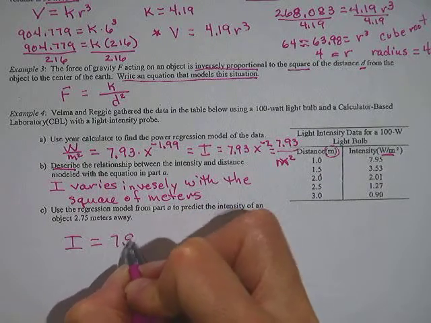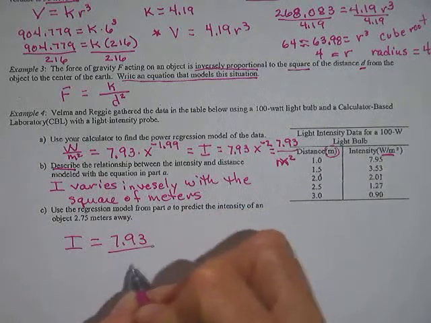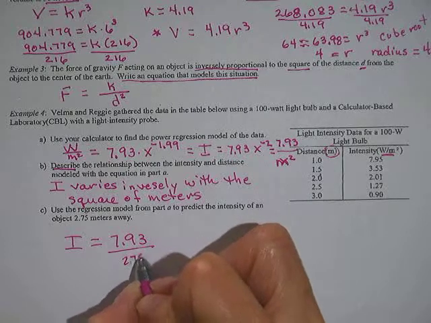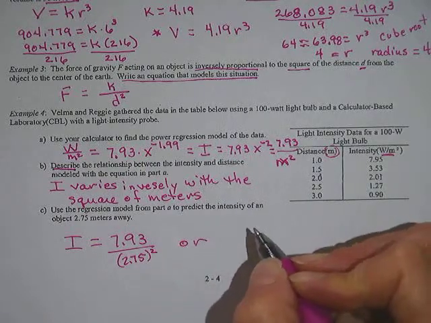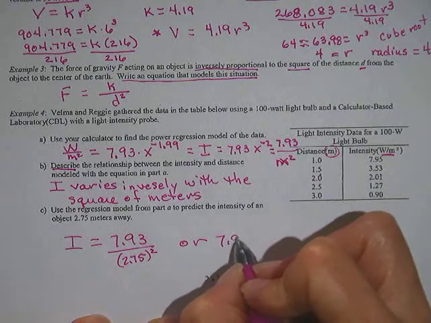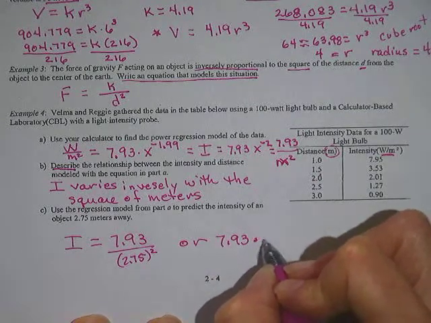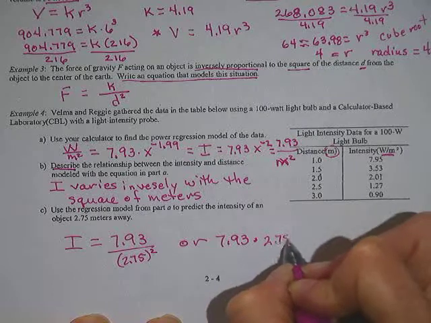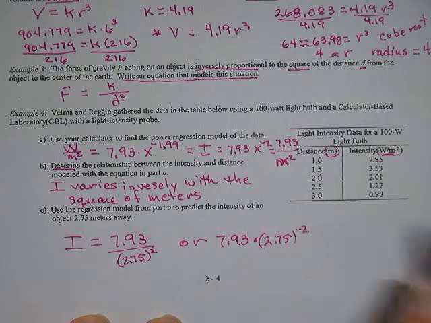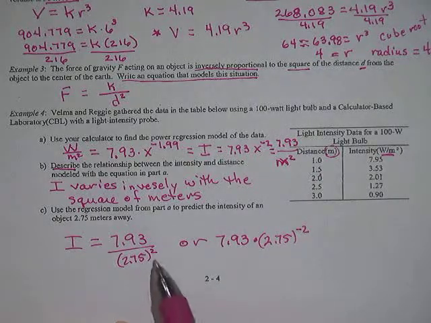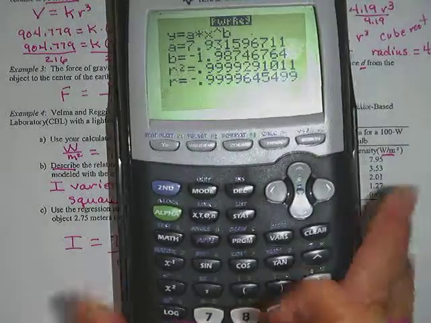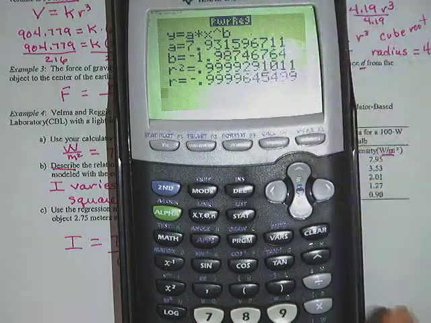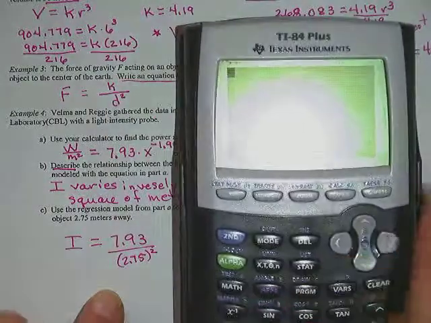I put it in for I or X? X. So intensity equals 7.93 divided by 2.75 squared. Or on your calculator you could do 7.93 times 2.75 to the negative 2. Wait, where did you get the 7.93? That came up on my calculator. Okay. That was my A.